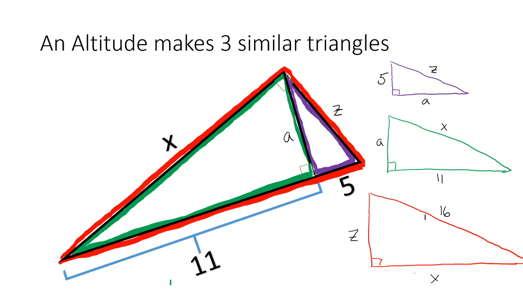Now I'm just looking over my work. Z, X, 16; A, 11, X; and A, 5, Z. In this problem, you can see again, X is going to be the geometric mean. X will be your geometric mean. So we'll again do the same thing: image over pre-image.